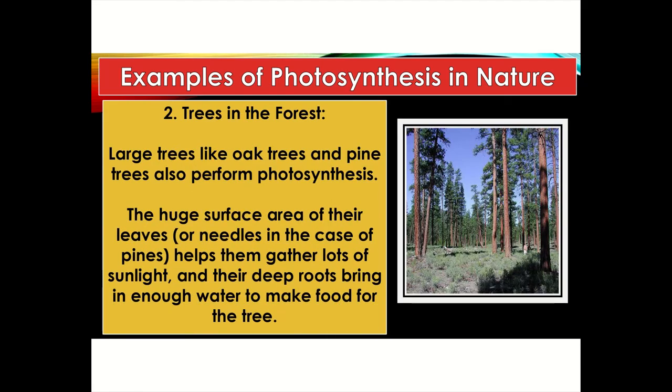2. Trees in the forest. Large trees like oak trees and pine trees also perform photosynthesis. The huge surface area of their leaves, or needles in the case of pines, helps them gather lots of sunlight, and their deep roots bring in enough water to make food for the tree.